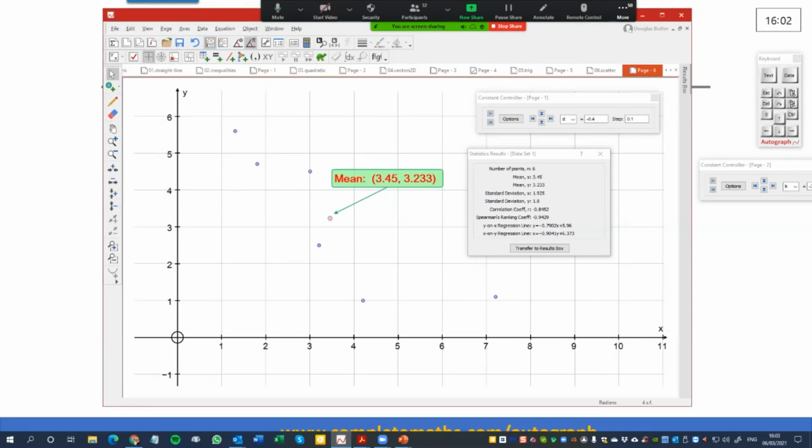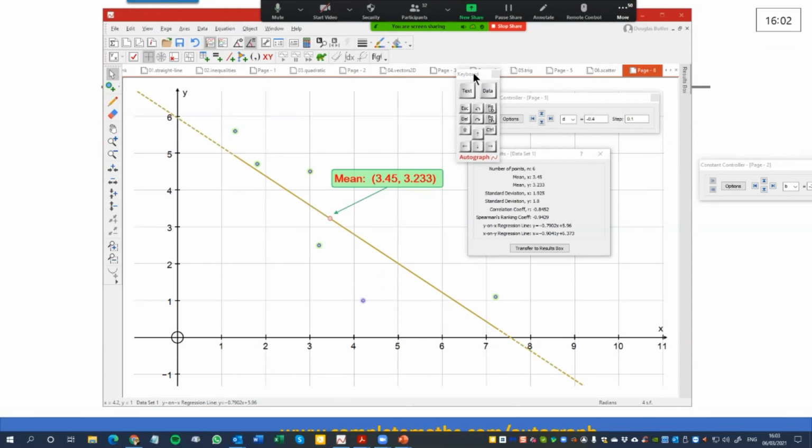Now what happens if you move these points? So I'm going to select these points now and right click, line, put that back again. Ooh, it goes through the mean. Does it always go through the mean? Well, in order to move one of these points you have to press the control key.